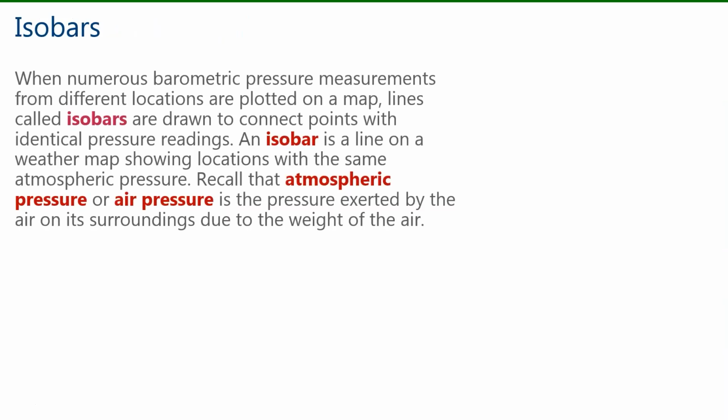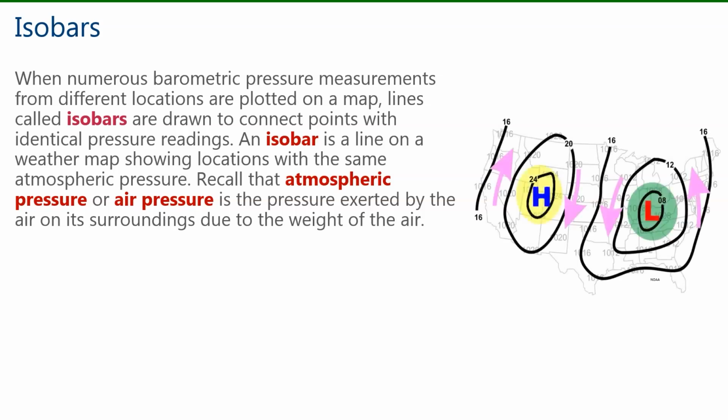Next, let's talk about isobars. When numerous barometric pressure measurements from different locations are plotted on a map, lines called isobars are drawn to connect points with identical pressure readings. An isobar is a line on a weather map showing locations with the same atmospheric pressure. We have some isobars here in the diagram to the side.